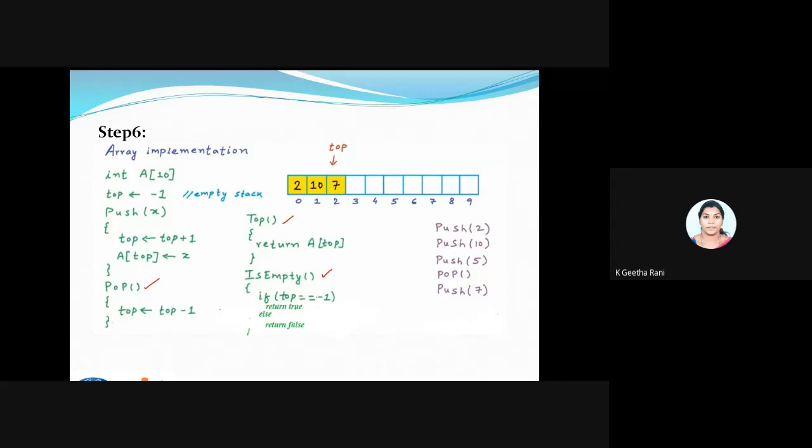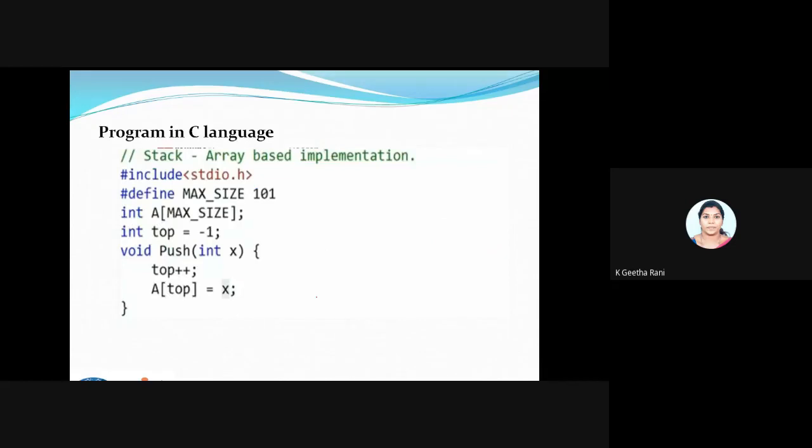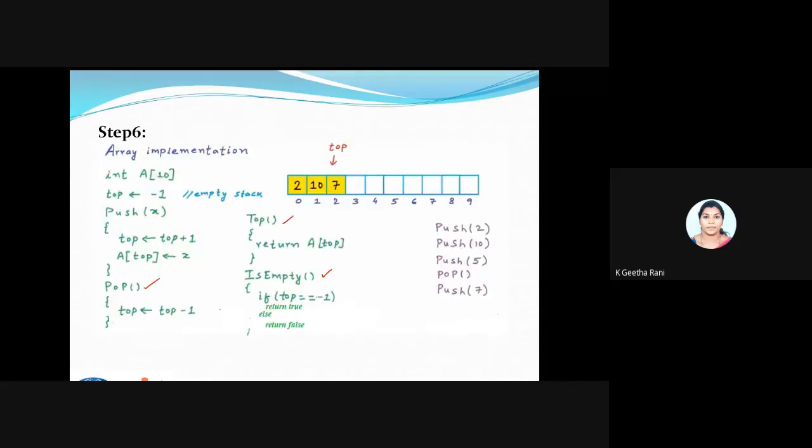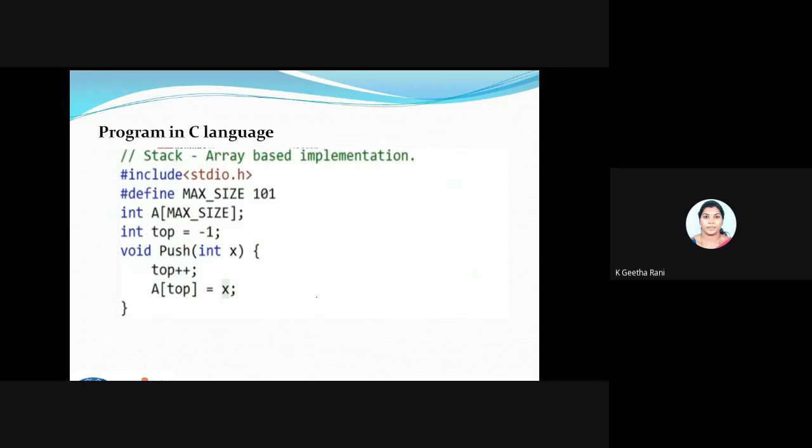Now I'm going to do the same concept, array implementation, and write it in C language. Whatever language you can take, I am taking C to implement the stack using the array. You know what this #include stdio.h is. Here I'm making global variables. These two are my global variables: I'm making my array globally, and my top is equal to -1.